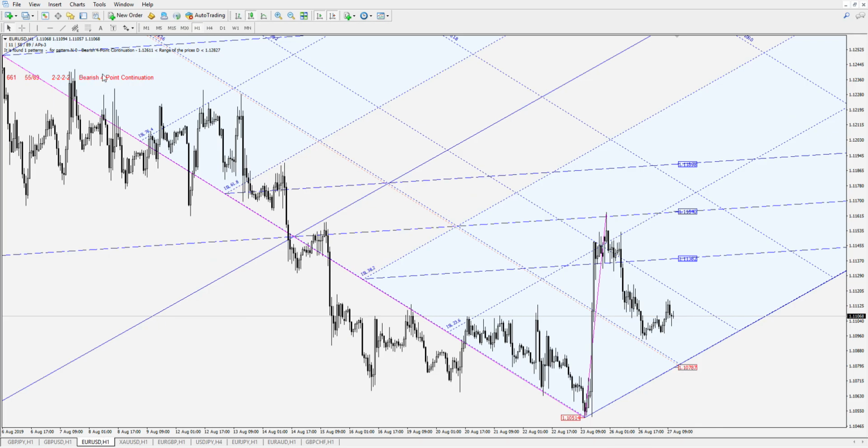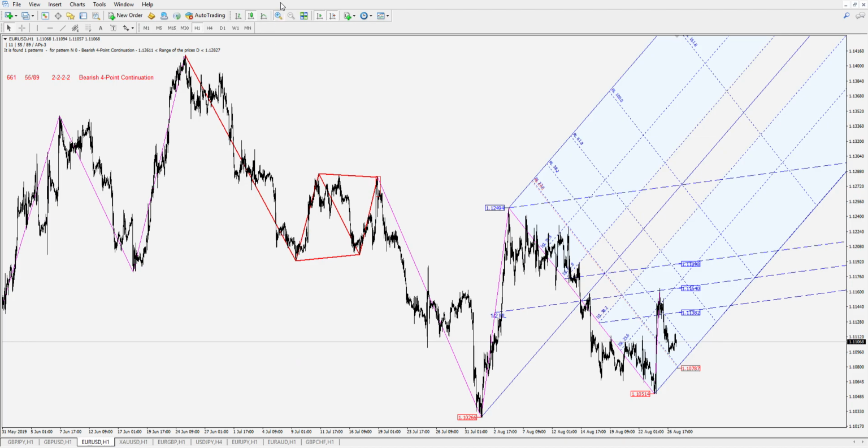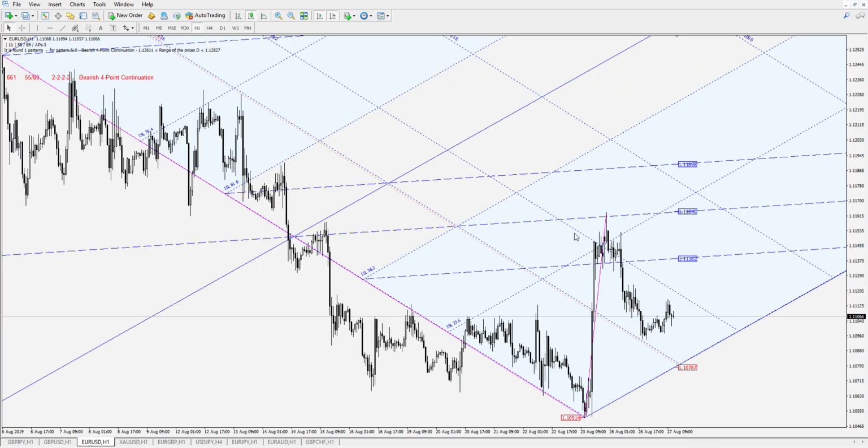We've got a bearish 4-point continuation, which is there. Ascending pitchfork. Your levels of interest are 11078, 11138.